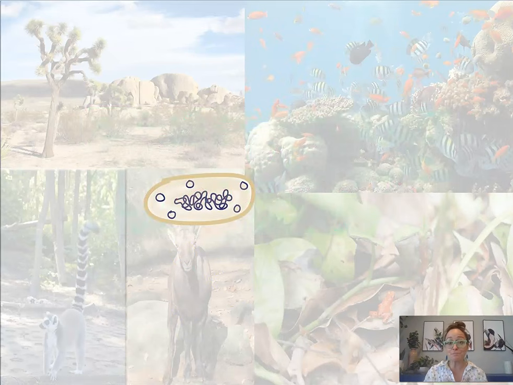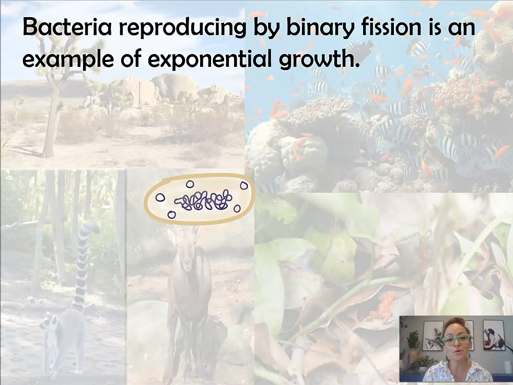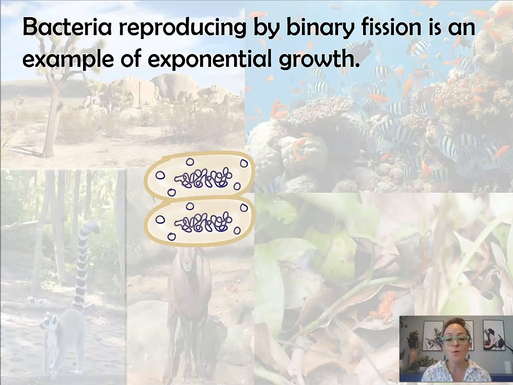So bacteria reproduce very quickly. They reproduce by binary fission. It's a type of asexual reproduction where one bacterium can become two. It'll divide asexually, make a clone of itself in about 20 minutes.